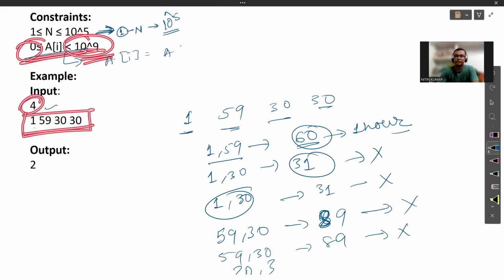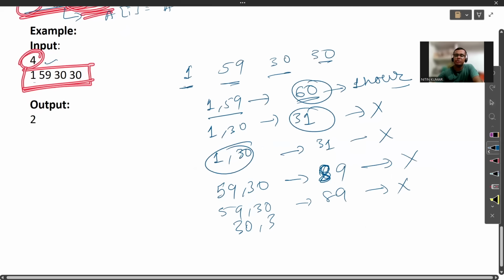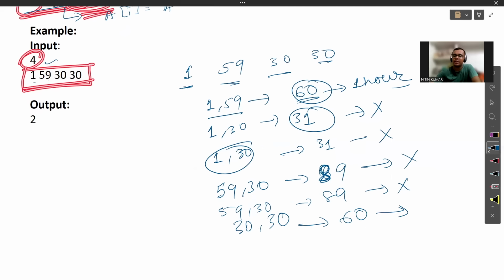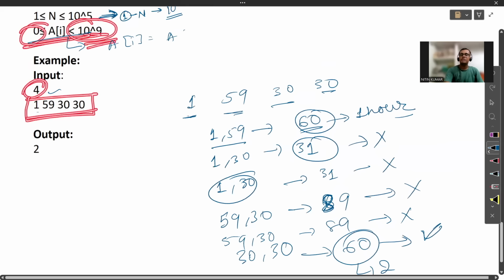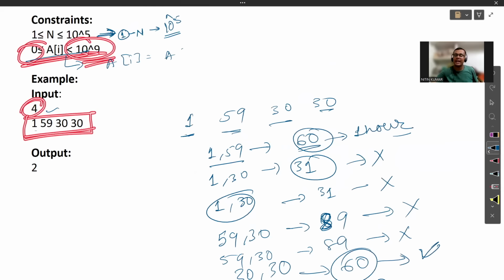Now, 30 with 30. Can we get 60? Is it a full hour? Yes, it is a full hour. Okay. So we have two valid pairs which give us a sum of a full hour. That's why the output will be 2.